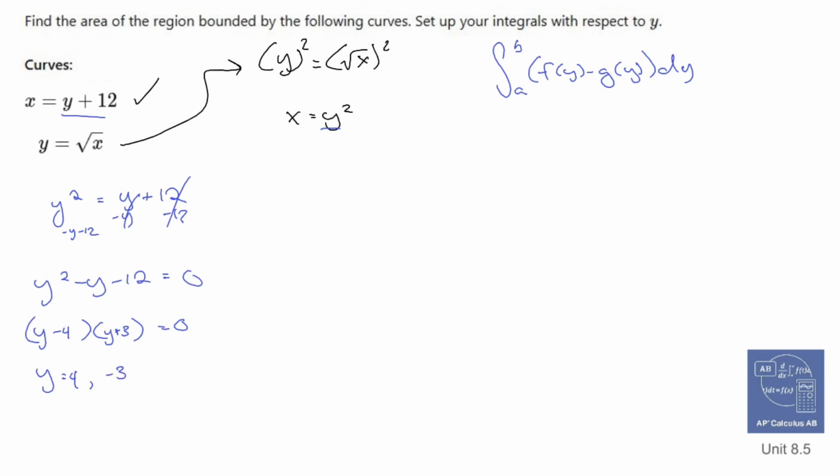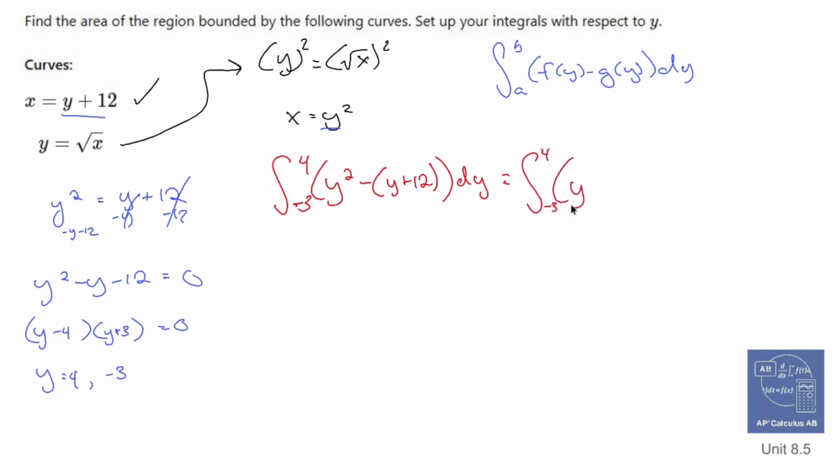Now when I set up my integral, I'm not going to go too crazy figuring out what f of y is and what g of y is, because if I get a positive area, I'm good, and if I don't, I just make it positive and I'm still good. So I'm going to do the integral from negative 3 to 4 of y squared, so this guy right here, minus y plus 12, dy. All right, distribute that negative. We have the integral of y squared minus y minus 12. And now I can integrate.